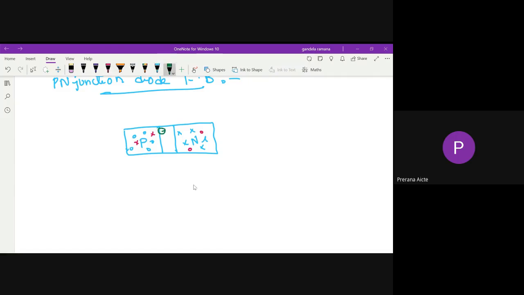So these are the immobile ions, the depletion region. When the P-type is connected to the positive terminal and the N-type is connected to the negative terminal, it is called forward bias.